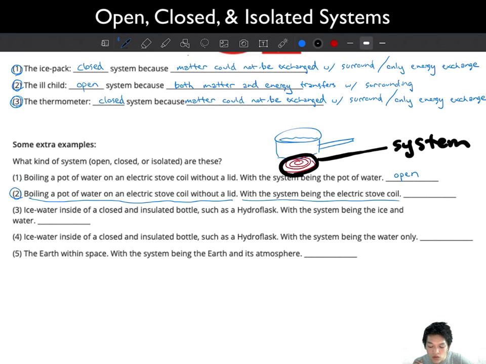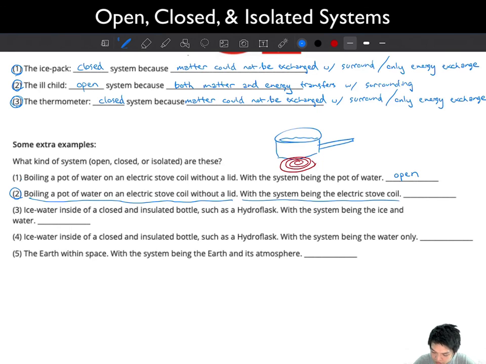So since only energy is transferring from the coil to the surrounding, we're going to call this a closed system. There is no matter transferring. Right? This is going to be a closed system. Okay, excellent. We're going to take a look at number 3 now.